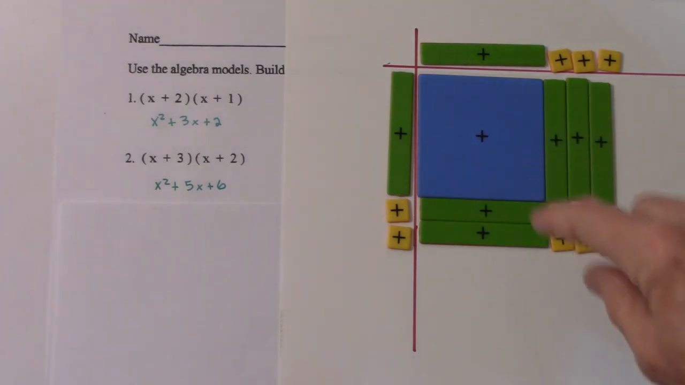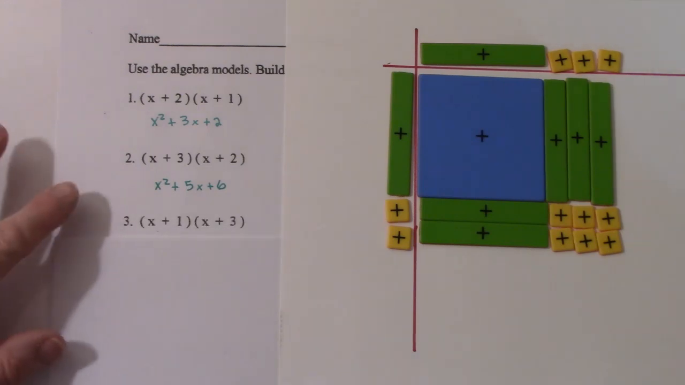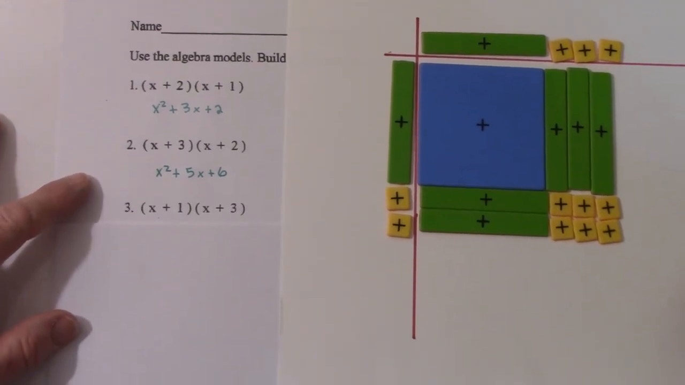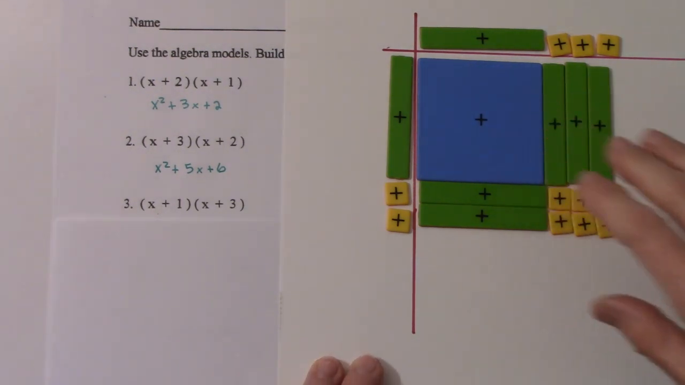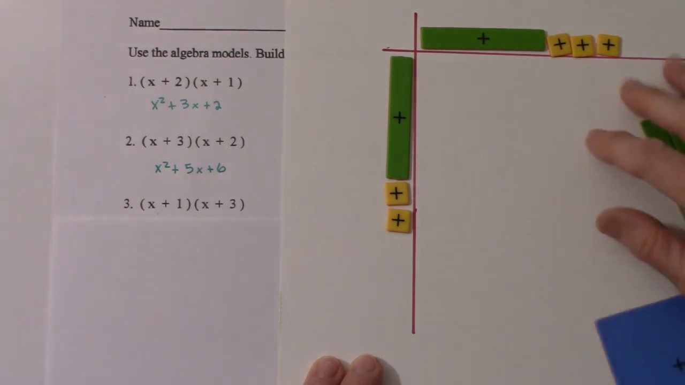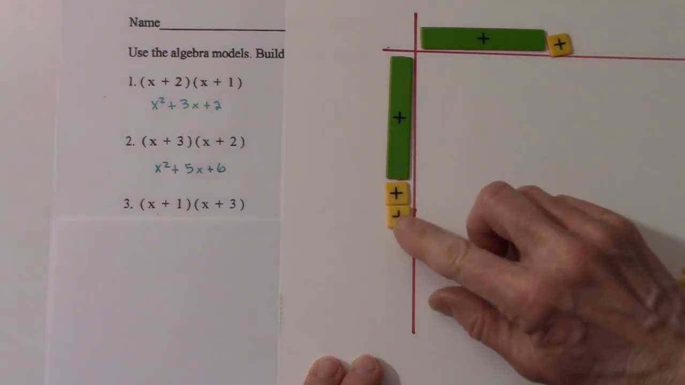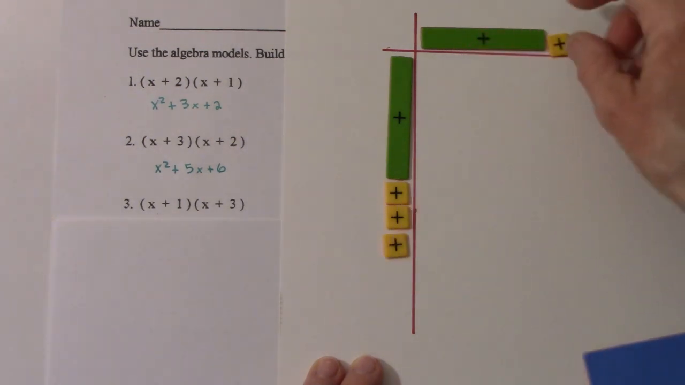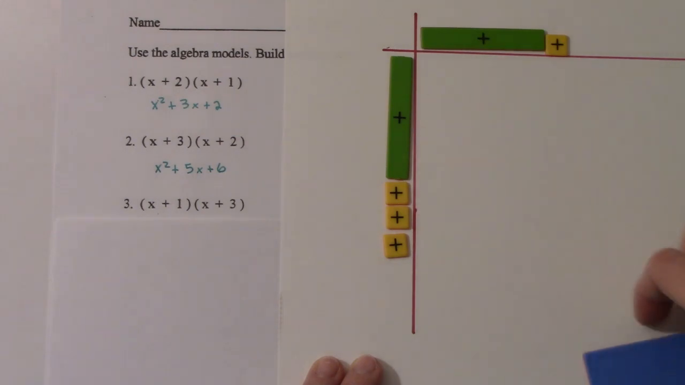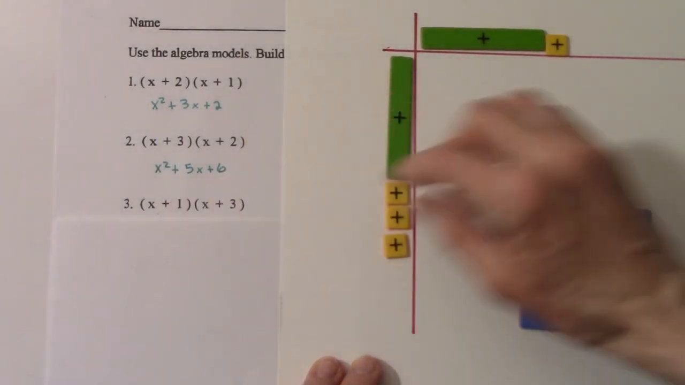And we see what we're multiplying together, and that we'll be able to, in the middle, combine our like terms. Okay, the next example, I have x plus 1 times x plus 3. It doesn't matter which one you actually put on the horizontal and which one you put vertical, as long as you have each of the different factors.